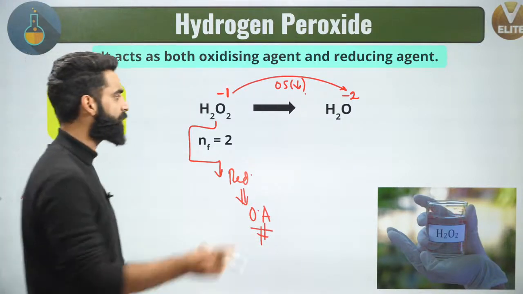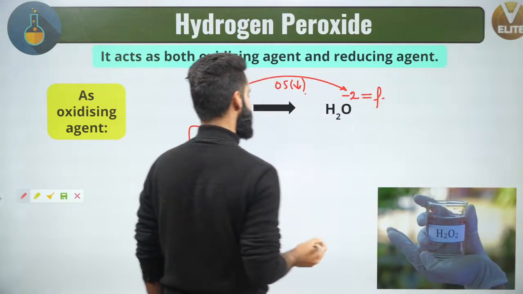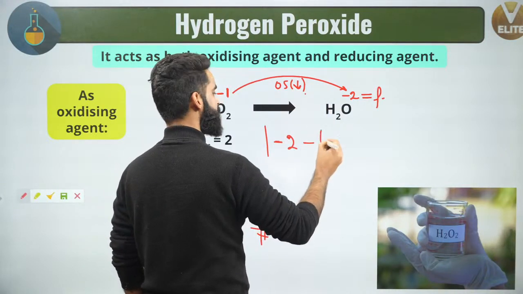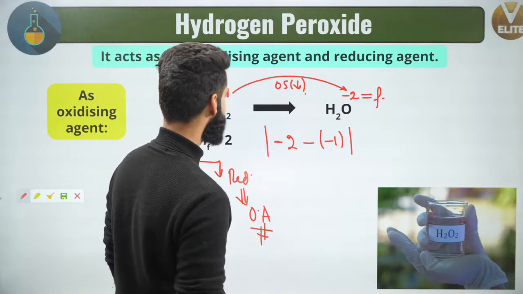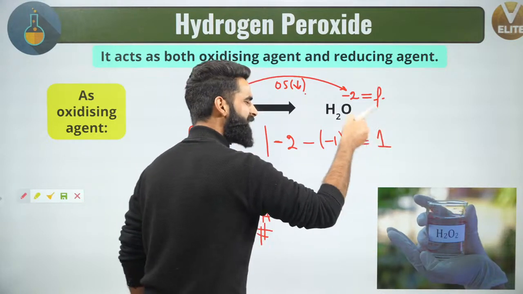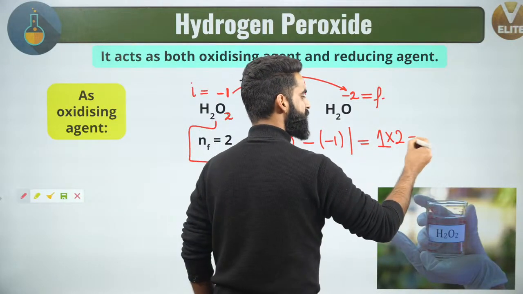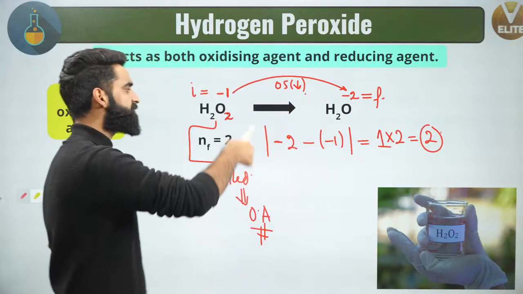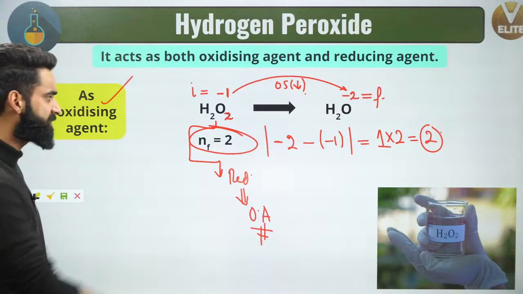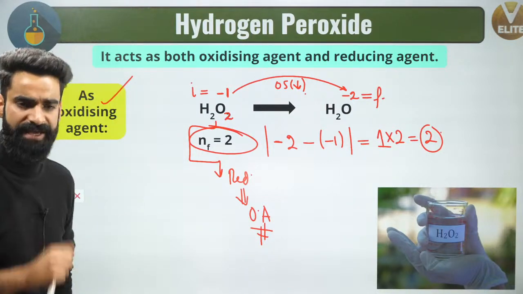If I want you to calculate its N factor, this is the initial oxidation state of oxygen and this is the final oxidation state of oxygen. The change in the oxidation state is final oxidation state minus initial oxidation state. The value you're getting is 1. This 1 is the change in the oxidation state for one oxygen atom, but here I have 2, so I'm multiplying it by 2. So the N factor of hydrogen peroxide in this reaction, when it is acting as the oxidizing agent, is 2. I want you to remember this. This is the reaction which hydrogen peroxide shows when it acts as the oxidizing agent. Very simple.